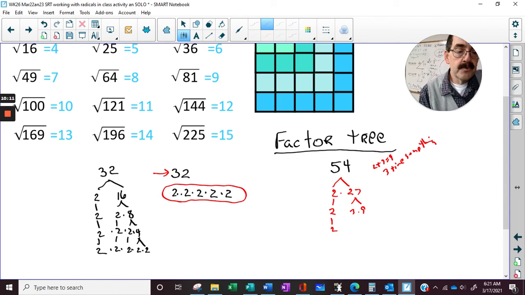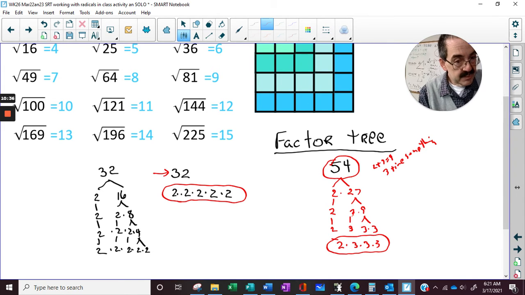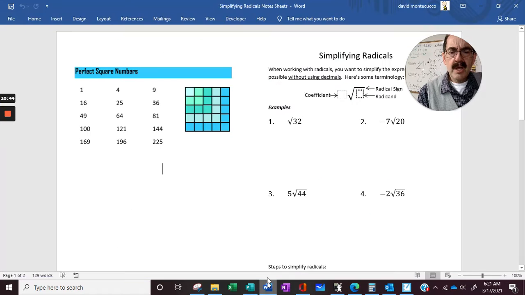So now we got a 2, we got a 3, and what are the prime factors of 9? Yes, 3 and 3. Okay, so a factor tree: 2 times 3 times 3 times 3. 3 times 3 is 9, 9 times 3 is 27, times 2 is 54. Once we build these factor trees, we can analyze and simplify. That's our goal. So pause the video, write some notes on the back of your sheet here about factor trees.